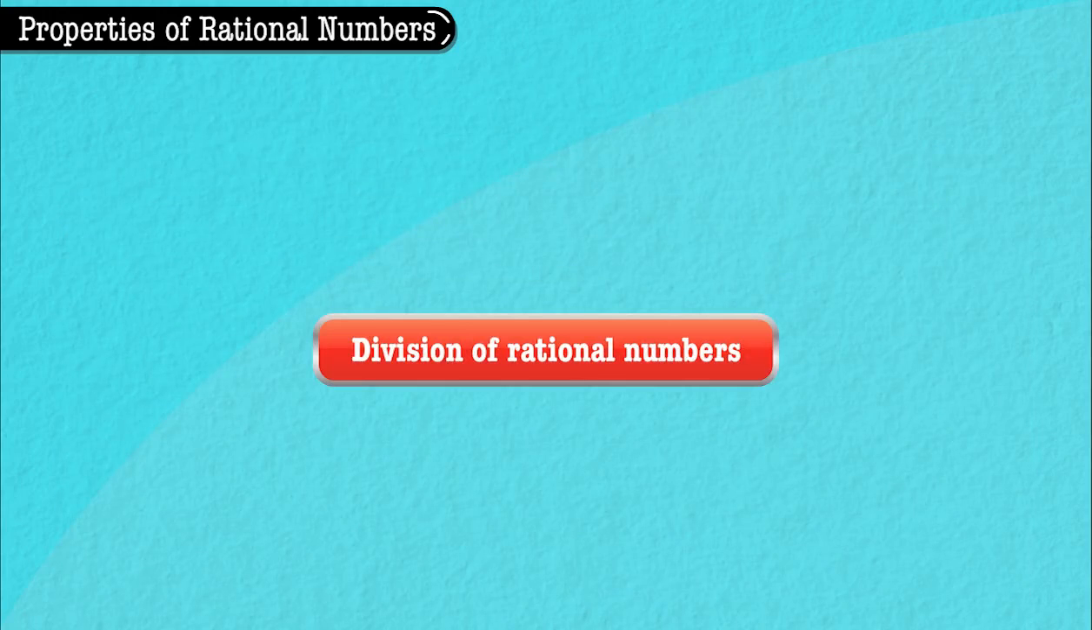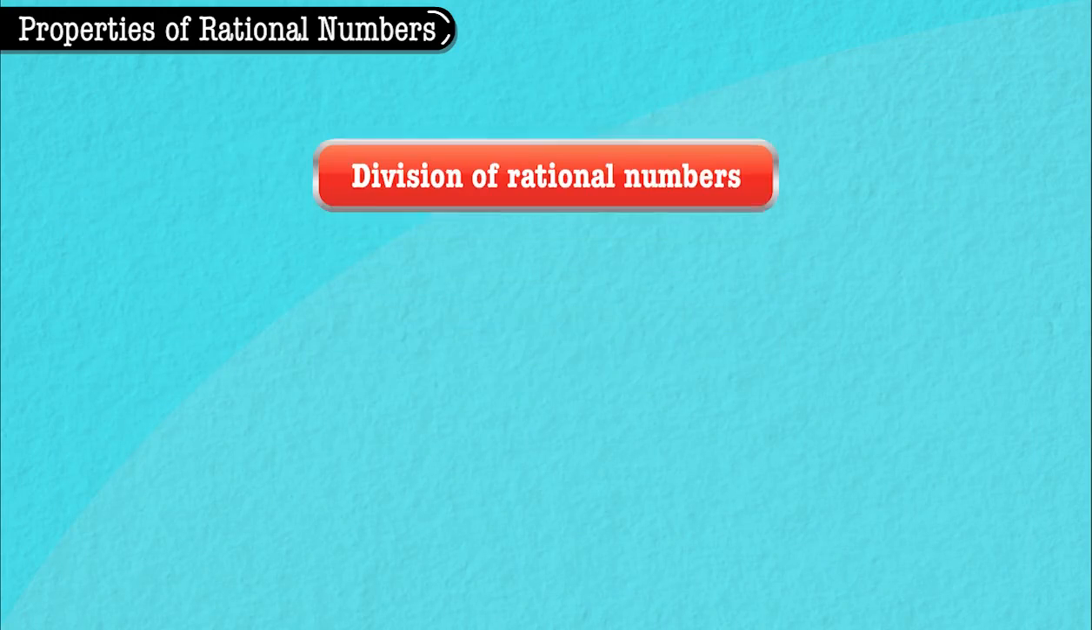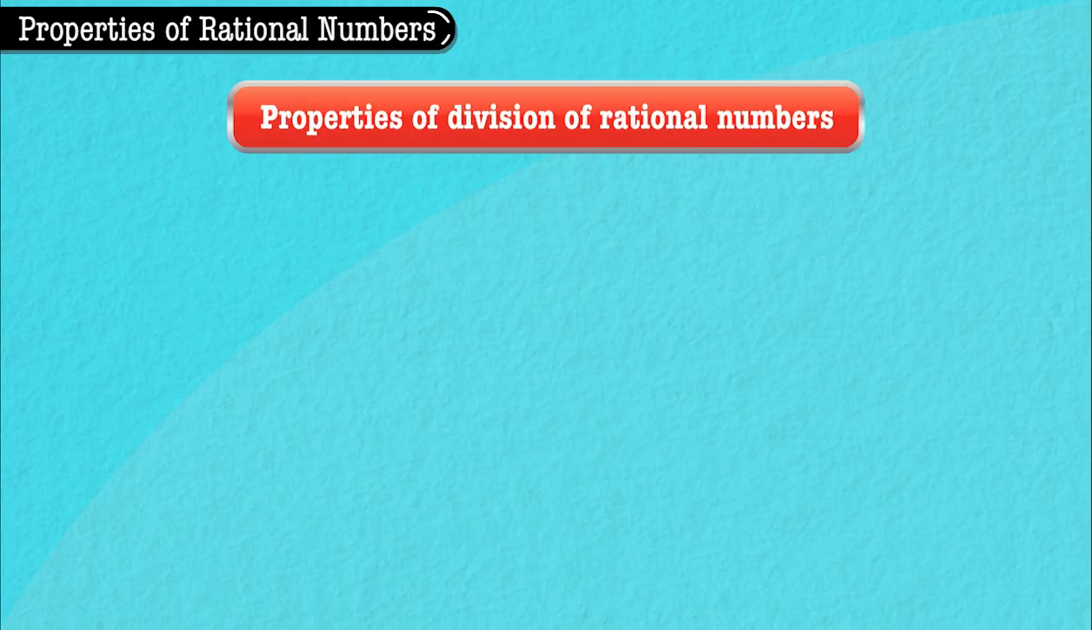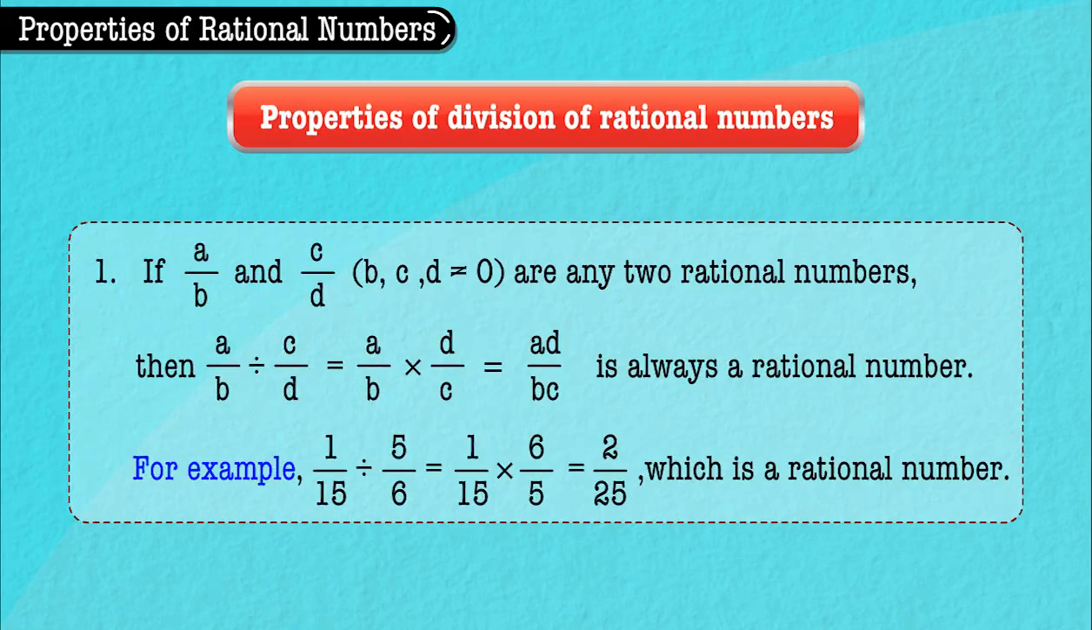Let's see the division of rational numbers. Division of rational numbers is the inverse of multiplication. To divide a rational number by another rational number, we multiply the first number by the reciprocal of the second number. Listed here are the properties of division of rational numbers. Have a look at them.